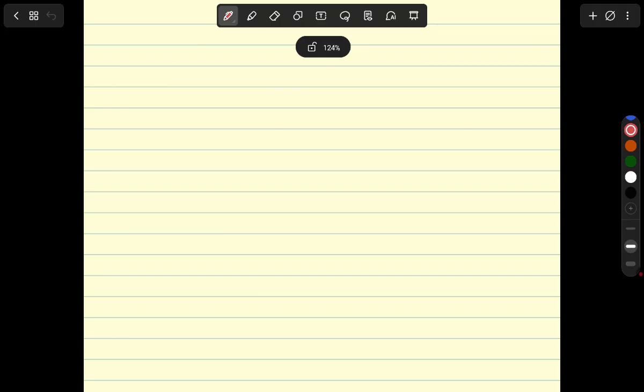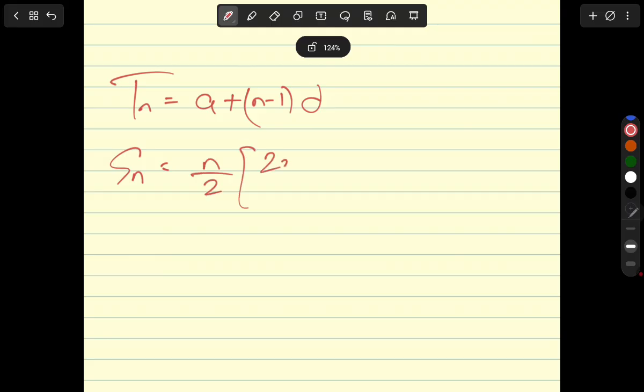Now, let's review everything. We did arithmetic progression. We did common difference. We saw that in arithmetic progression, the nth term is a plus (n minus 1) times the common difference, where a is the first term. The sum of n terms is nothing but n upon 2 times (2a plus (n minus 1) times d), or if you know the last term, it's going to be n upon 2 times (a plus l). That's it, right? So you know this.